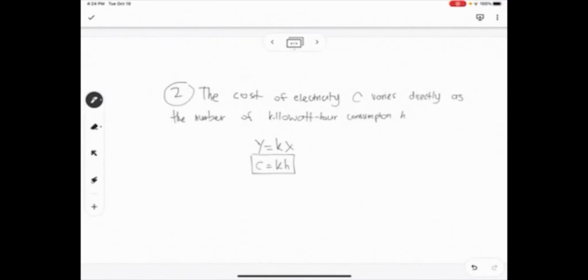I hope that you're able to learn how to translate these statements into equations and understand more about variations.